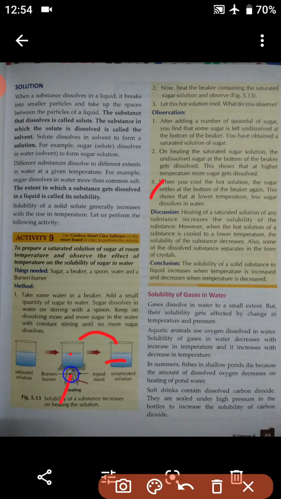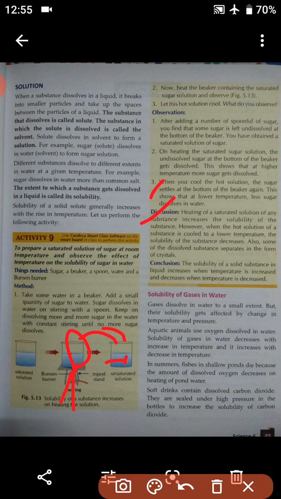Okay, so we are heating it. Because of heating, the sugar got dissolved, but after cooling the sugar settled down again in the beaker. Because of that we come to know that on heating the sugar gets dissolved, and on cooling the sugar again settles at the bottom of the beaker. So the discussion is that heating of a saturated solution of any substance increases the solubility of the substance. We come to know that on heating a saturated solution of any substance it increases the solubility of the substance.